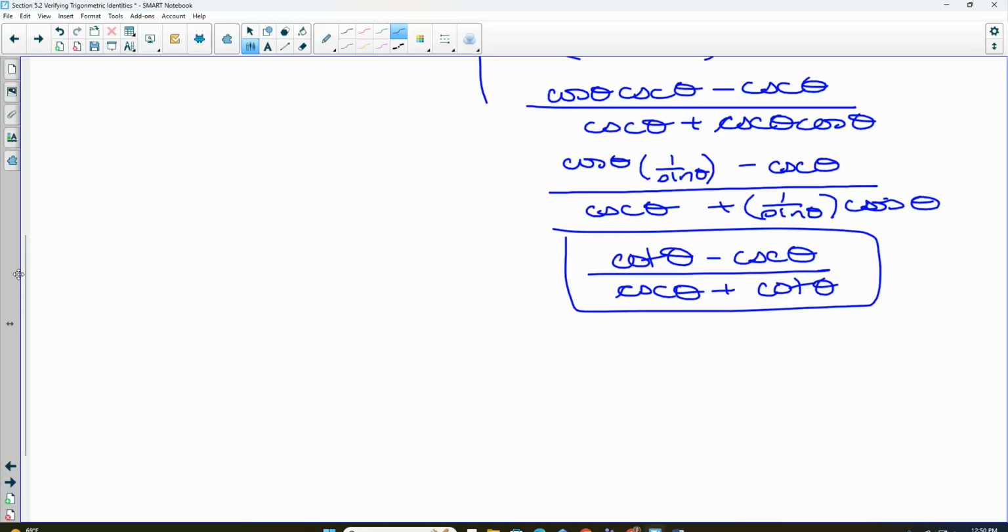If we had gotten stuck and we couldn't, maybe we didn't think about multiplying by 1 over cosecant, what would we have done instead? Switch to the other problem and try to get the answer we got. Exactly. Switch to the other side and try to simplify the same.